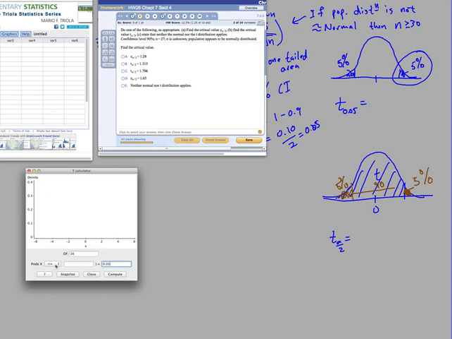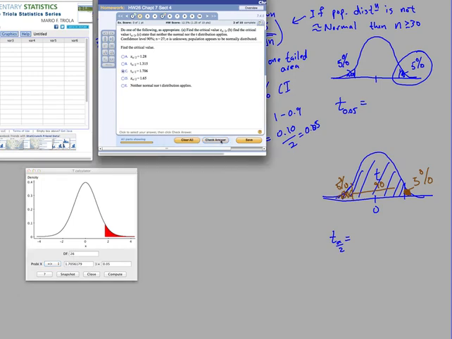It's going to switch it on me for some reason. It does that sometimes. Nope. See? 0.05, that's to the right. Degrees of freedom 26, that's 27. 1.706 right there. Check answer. That's it.